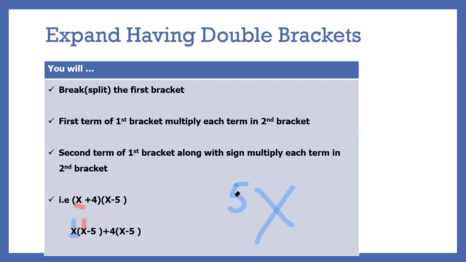Hurry up. Open the second bracket. You have to open the second bracket. After opening, this is called expanding. Clear? After opening the bracket, you have to simplify. How do you simplify? By adding or subtracting the like terms. Getting my point? Clear? Okay.